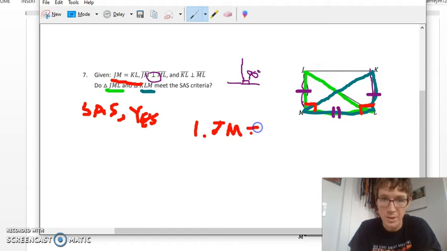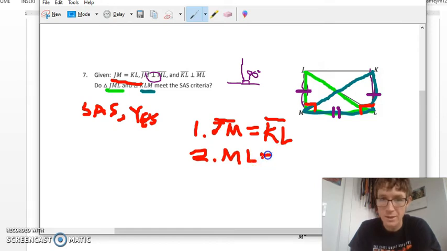JM equals KL. And because it's a side, I'm going to put a little line above it. Not always necessary. The other thing is that ML is the same on both. So I'm going to say ML is equal to LM. So these two sides are also the same. So ML is the same as ML. That makes sense. Or ML is equal to LM.